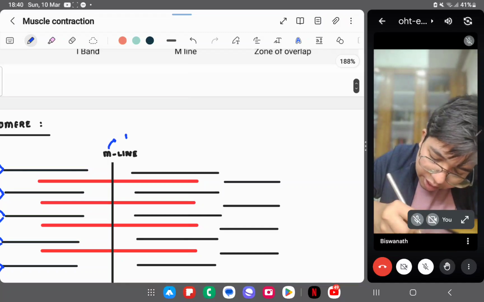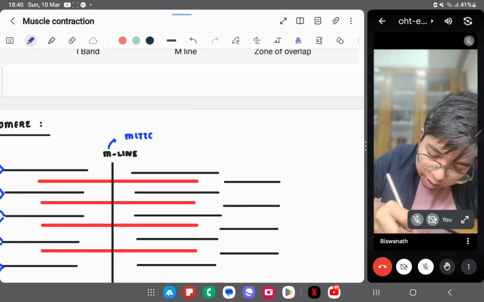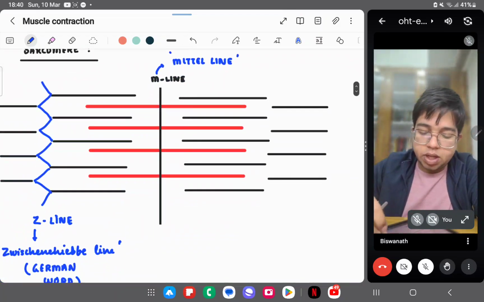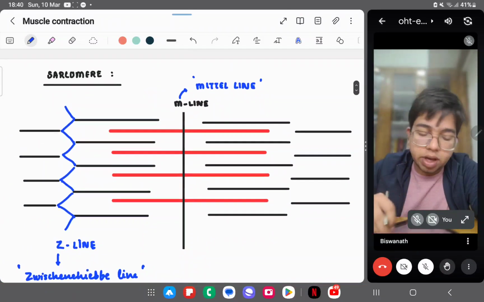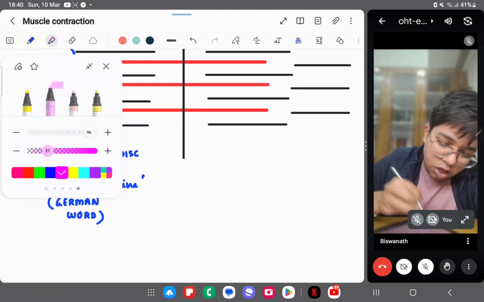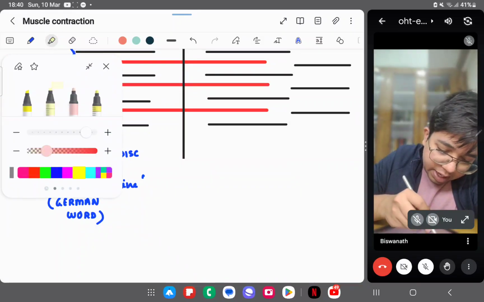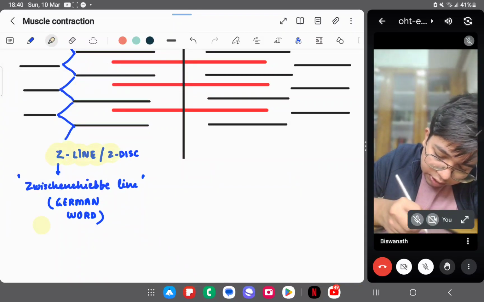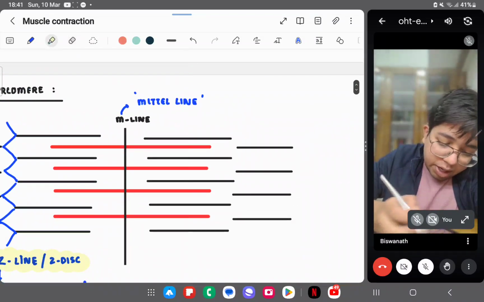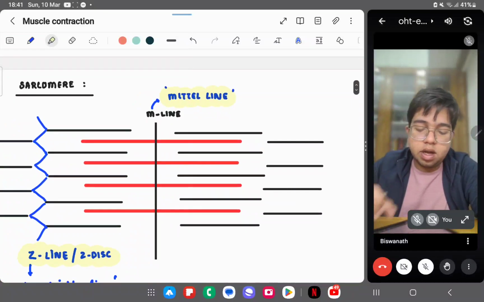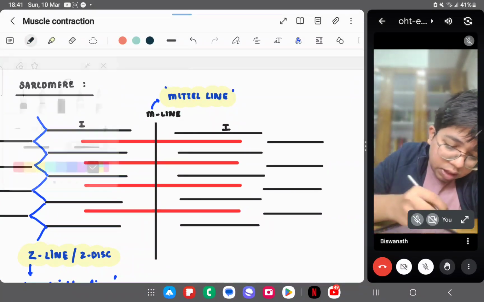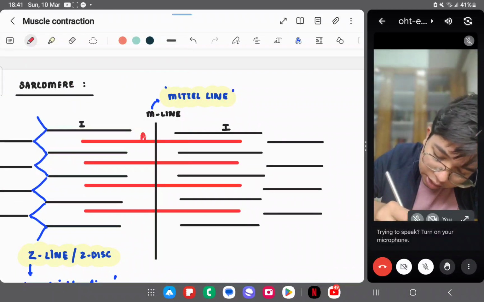This M in the M line stands for Mittellinie, that is, the midline. This is also a German term. And this Z line is often called the Z disc as well. So here we have a Z line or the Z disc present. Here we have an M line present. These black ones are the I bands. These red ones are the A band.